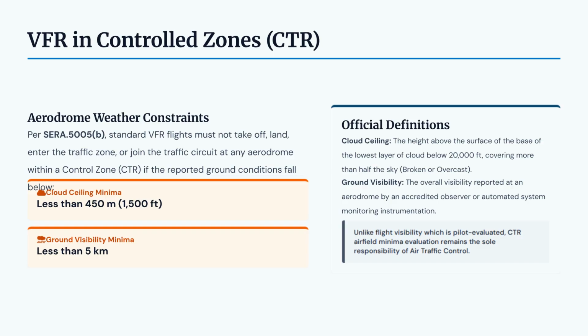VFR flights in control zones have specific aerodrome weather constraints. Flights cannot take off, land, or join the circuit if the cloud ceiling is less than 450 meters, or 1,500 feet, or if ground visibility is less than 5 kilometers. These are monitored by air traffic control.